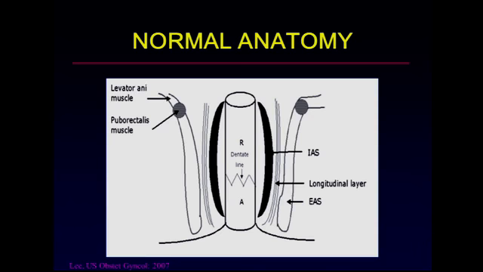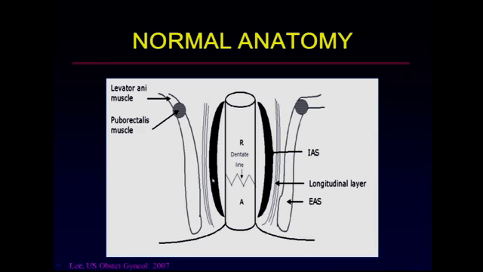Here is a schematic anatomic drawing, and you can see the anal canal centrally. Outside it, you see this hypoechoic band, and this is in a coronal plane, and this is the internal sphincter. Outside of that, you will see a band which is more echogenic on ultrasound, which is the external sphincter.